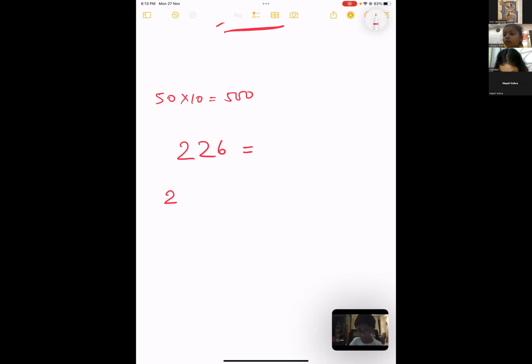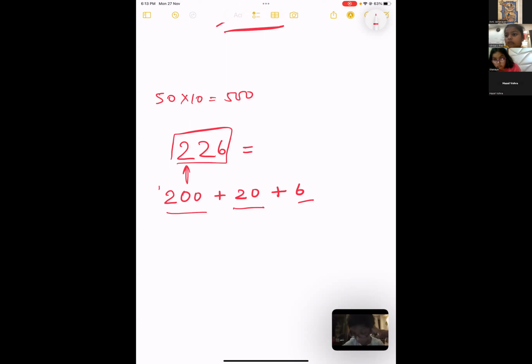Expanded form. So it should be like 200 plus 20 plus 6. It should be free of any hundreds, any tens, any ones. So if I'm focusing on ones, this is the one. If I'm focusing on the 100, I know in 226 there's only 200. Then a 20 and then a 6. Any confusion here, Idhika?